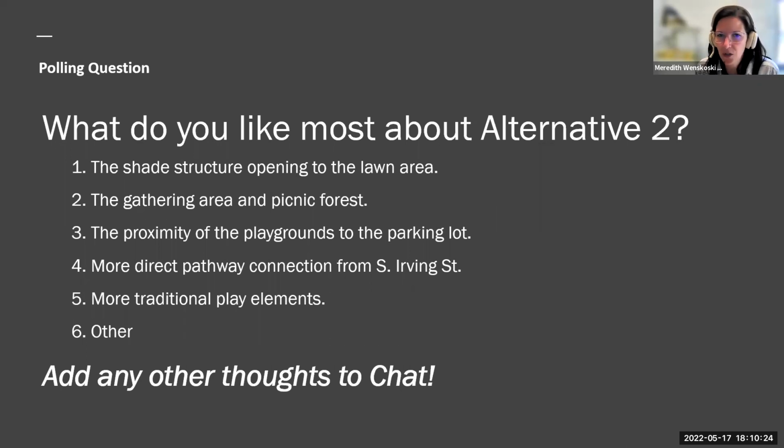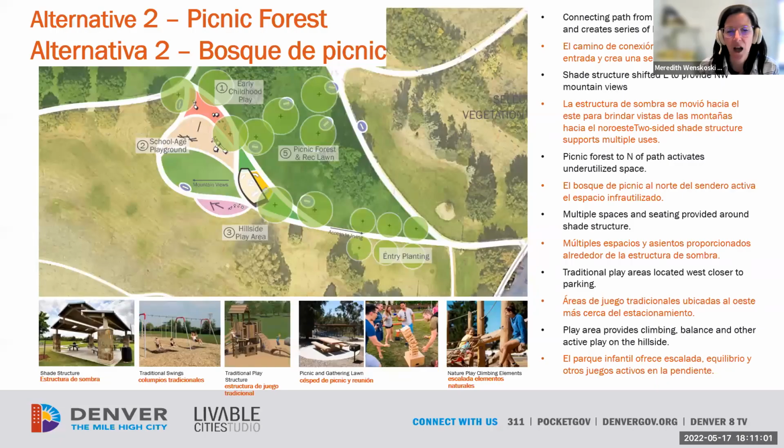You all can take a minute to answer. So I'll just read them again for the interpreter. The first one is the shade structure opening to the lawn area. The second one is the gathering area and picnic forest. The third is the proximity of the playgrounds to the parking lot. The fourth is more direct pathway connection from South Irving Street. Five is more traditional play elements. And the sixth and last is other.